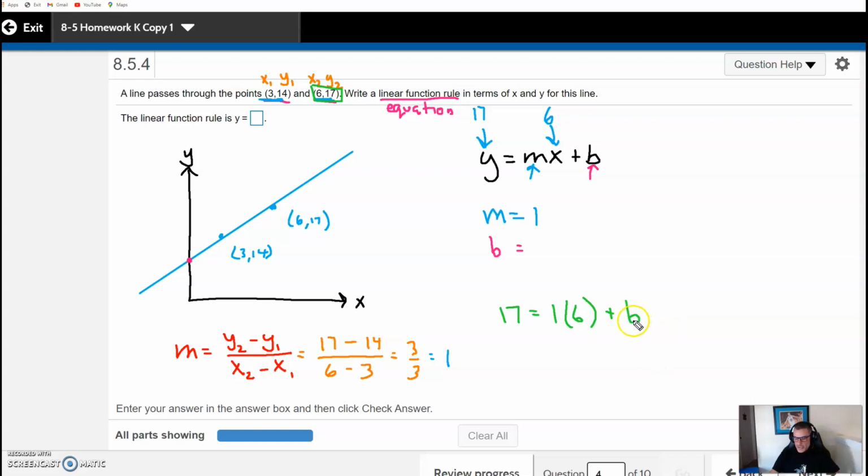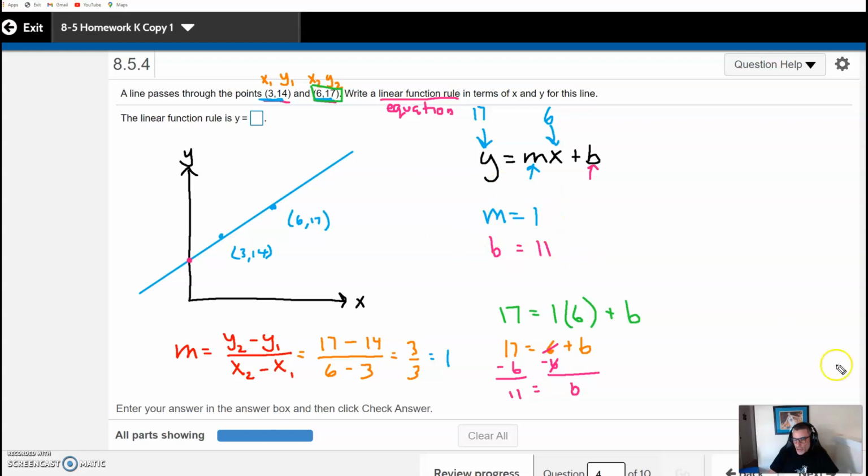We don't know what b is. So if we solve this equation, we will figure out what b is. All right, this is easy. We have 17 is equal to, well, 1 times 6 is just 6. So I have 6 plus b is equal to 17. Let's go ahead and subtract 6 from both sides. 17 minus 6 is 11. 6 minus 6 cancels. So b is equal to 11.